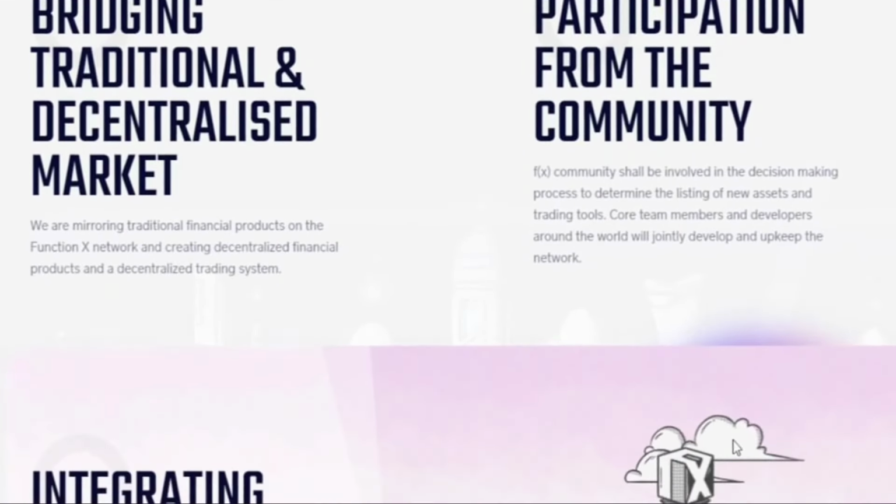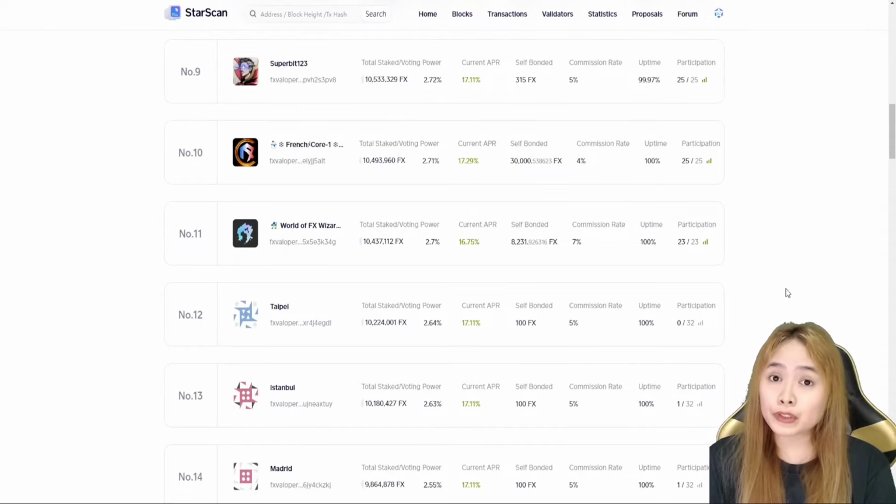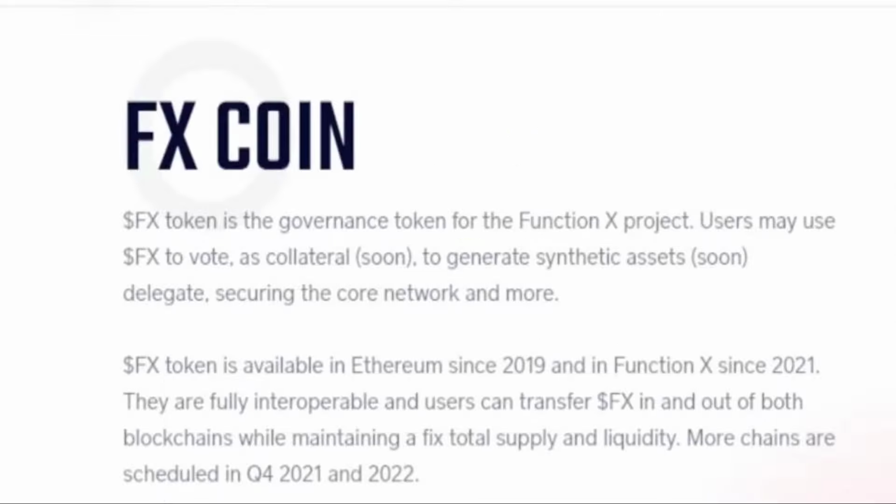A validator in the FunctionX ecosystem is a node that is responsible for validating transactions and blocks on the FunctionX blockchain. Validators are chosen through a process of staking, which means that they must deposit a certain amount of FX tokens into the network. In return for staking, validators receive rewards in the form of FX tokens.